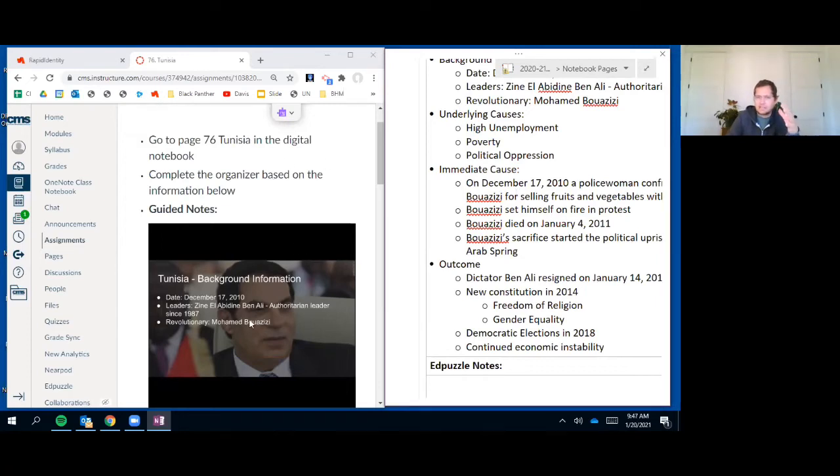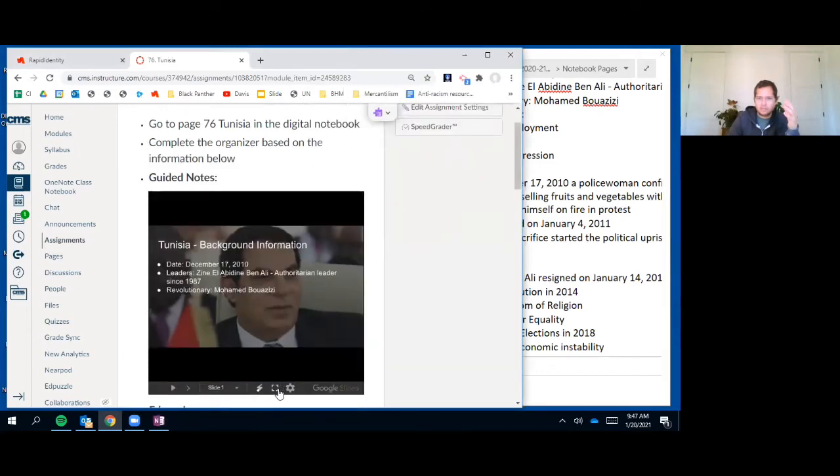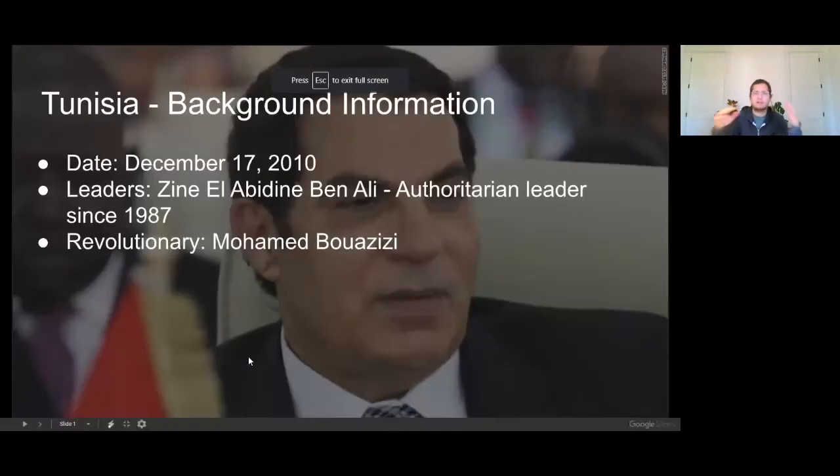And then as I show you this slideshow here, okay, let me see. I'm going to make it larger so y'all can see, and then just review, maybe highlight some of the notes on page 76 as we move forward here. So background information. So December 17th, 2010, right? So we're looking at 10 years ago, because it was in December, okay?